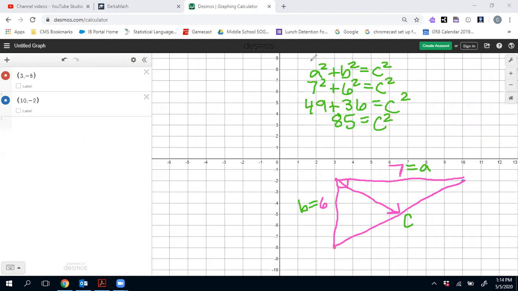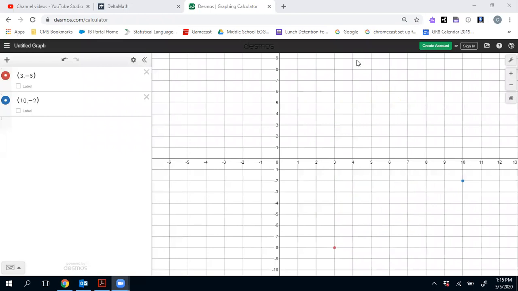But what do I need to do now to both sides? Take the square root. So I'm going to take the square root of 85, and that is going to give me a C value, when I round, of about 9.2. Yep, excellent, good work. All right, so does that make sense as to what happened there? Yeah. All right, so we're going to do one more like this one where you're plotting the points.